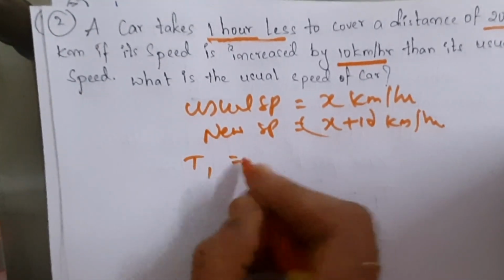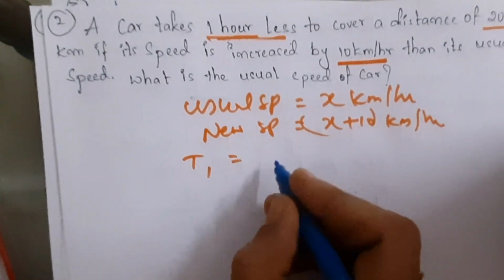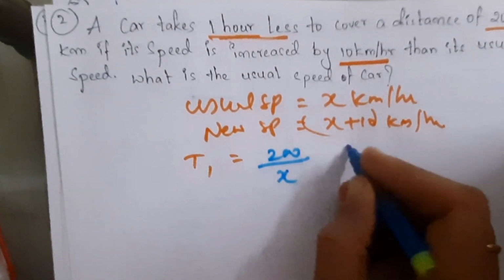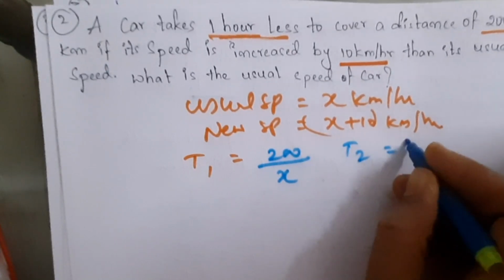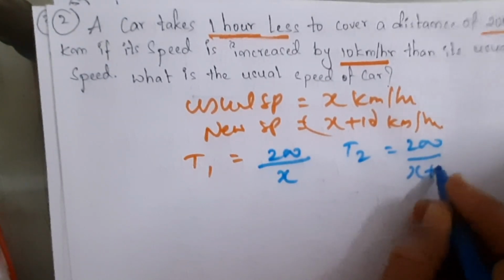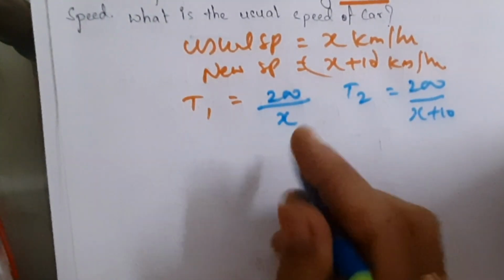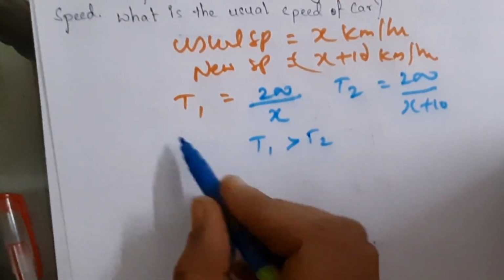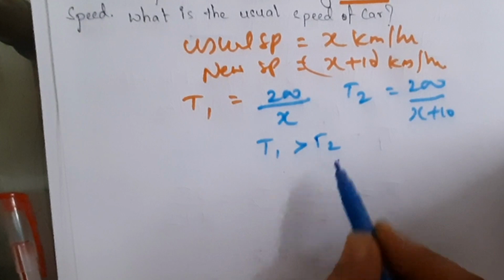Now T1, distance 1, time 1 is distance, that is 200 upon speed 1. T2 is distance upon speed 2. Now T1 is greater as he is moving slower, so he will take more time for the case of T1. T1 is greater than T2.